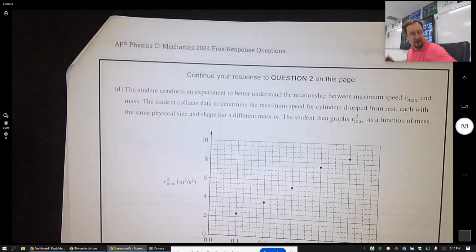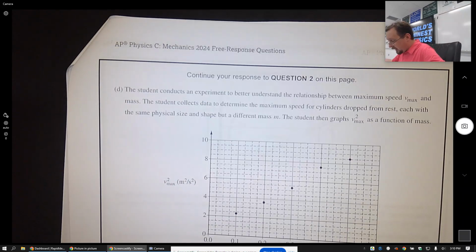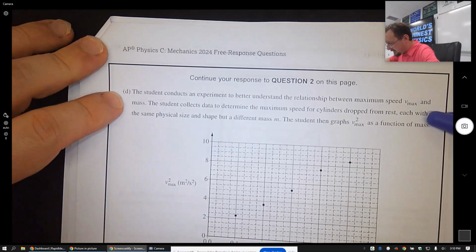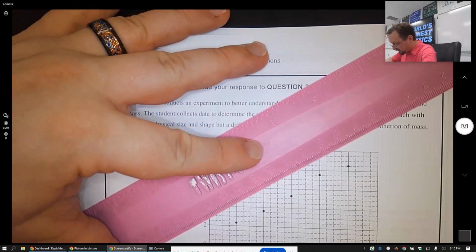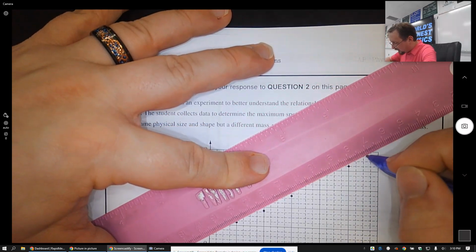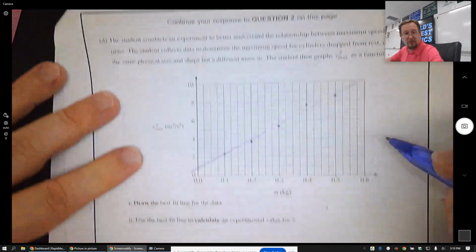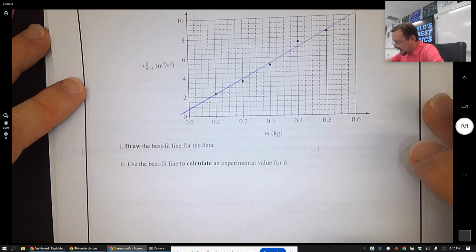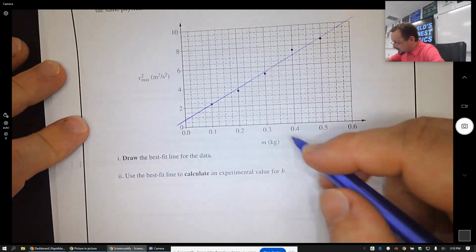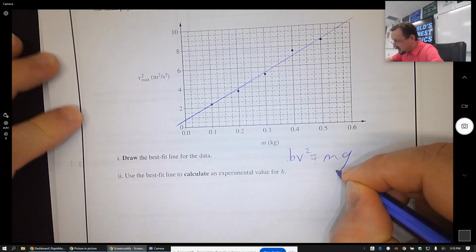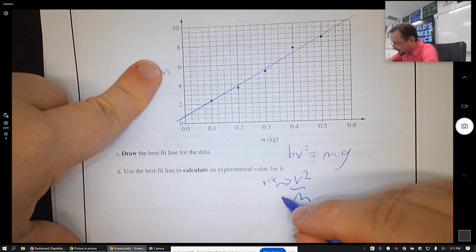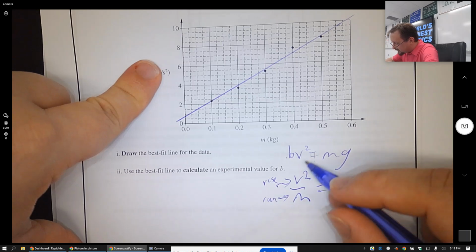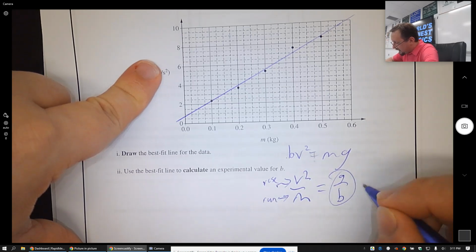Oh, this is an experimental design question. Where's my straight edge? The student conducts an experiment to better understand the relationship between vmax and mass. The student collects data and graphs vmax squared versus mass. Draw a best fit line, which means draw a line that goes near all the data points and has at least one above and one below. Can you see that nice purple? Use the best fit line to calculate an experimental value for b. So bv squared equals mg. Here I've got v squared and m, so v squared is my rise and m is my run. On the other side, we have g over b, and that's the slope.